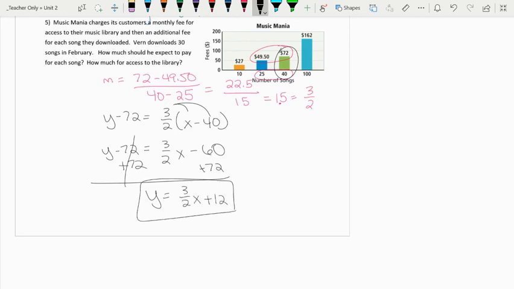First off, it says how much do you expect to pay for each song? Well, x is representing the number of songs. So we can take this equation and plug in 30 for x. That ends up giving us 90 divided by 2, which is 45. If you add 12 to it, we get 57. So he should expect to pay $57.